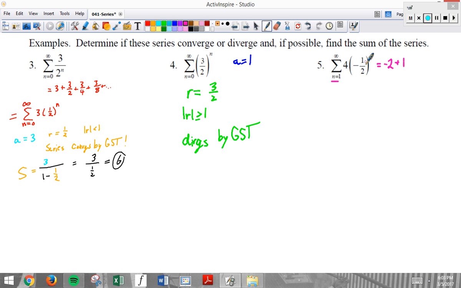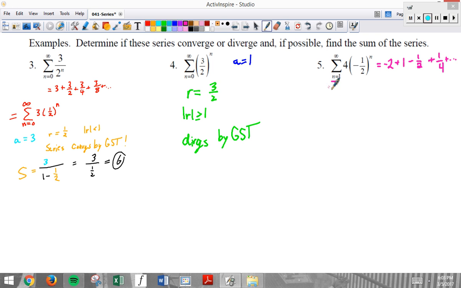3, negative 1/2 cubed, negative 1/8. So 4 over 8 is 1/2. 4, negative 1/2 to the 4th is 1/16. So this is a very special type of series. This is called alternating. More on that later. A very special series. It's alternating. But the idea is, it's definitely geometric. How do I go from one to the next? I multiply by negative 1/2.